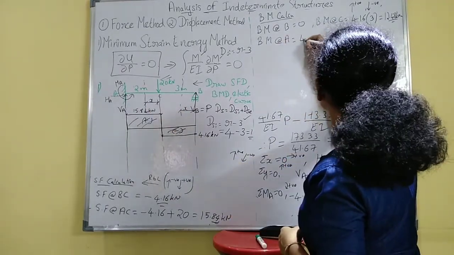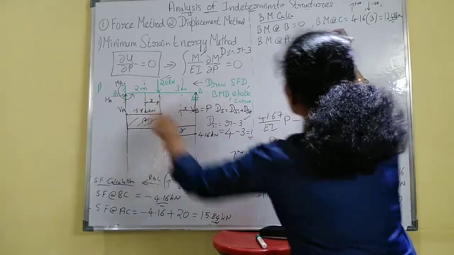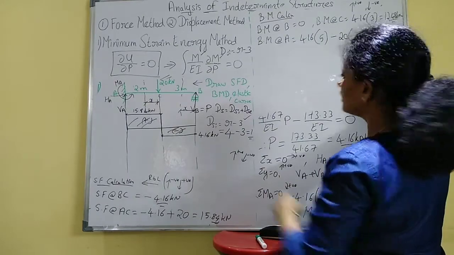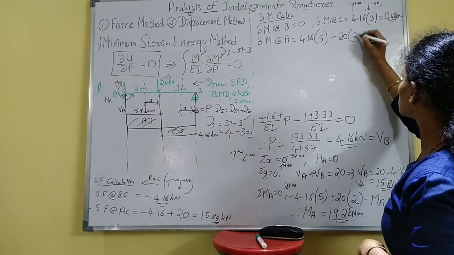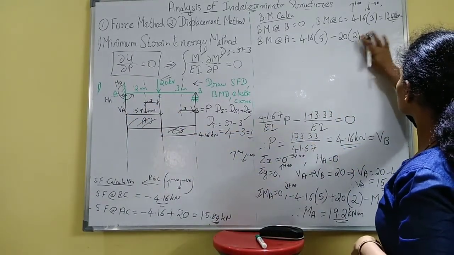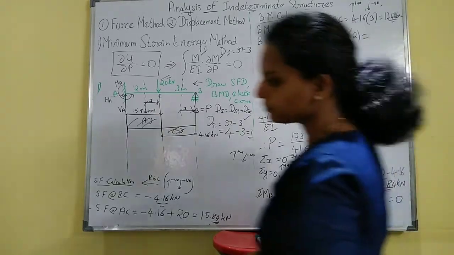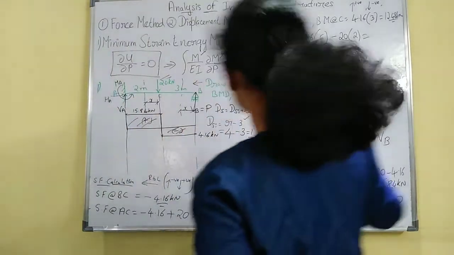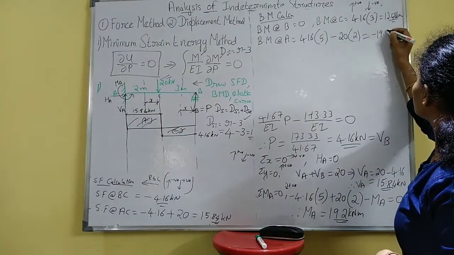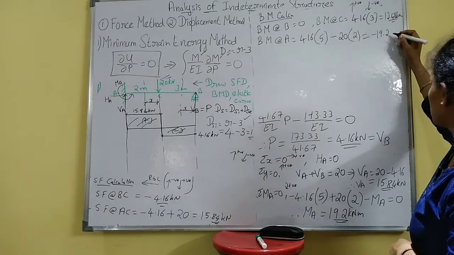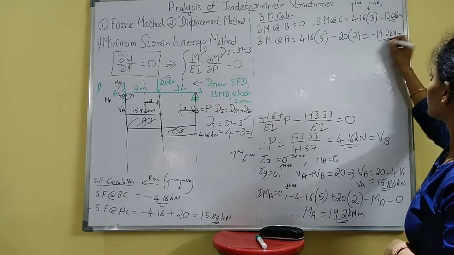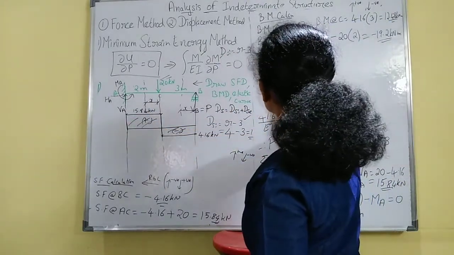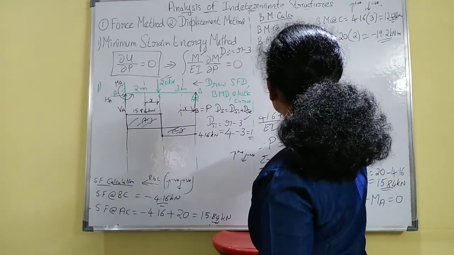Next, bending moment at A. So you have plus 4.16 into total distance, it is 5. Next, this is downward, so minus 20 into this distance, that is 2, which is equal to, just calculate, you will have minus 19.2 kilonewton meter. Okay, suppose if you consider directly from here, you can take bending moment at A.